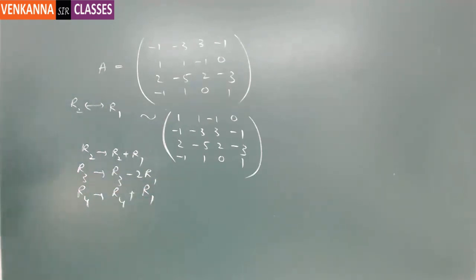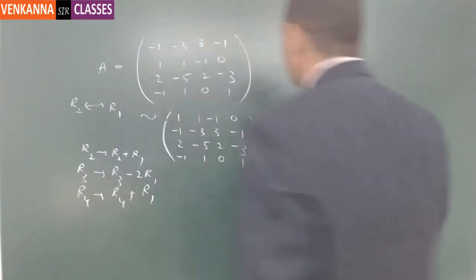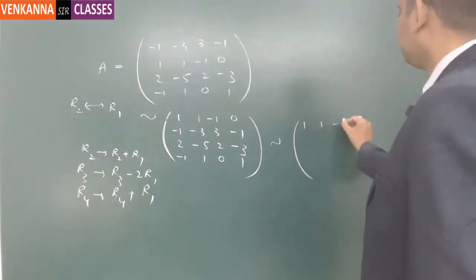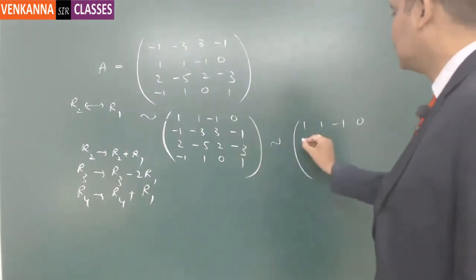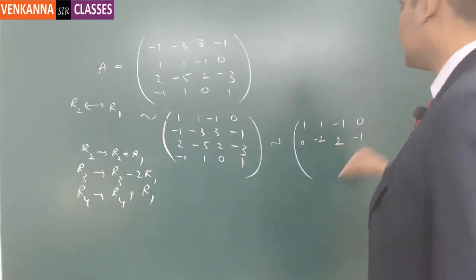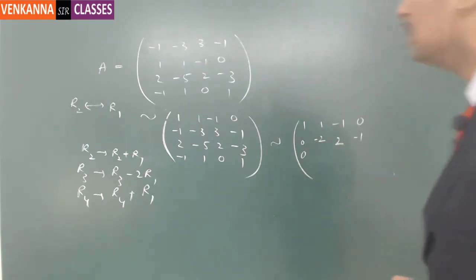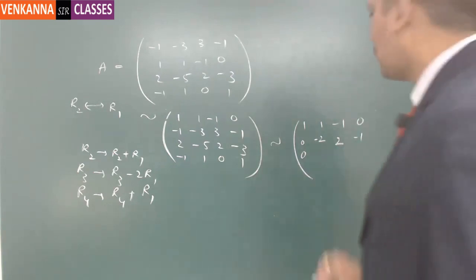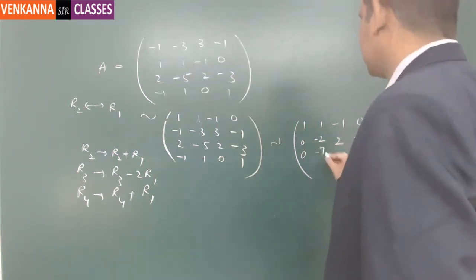Because using the first row only, we make all the elements below it 0. So it will be equivalent to, first row remains unchanged, on adding 0, -2, 2, -1. Here it will be 0. R3 tends to R3 minus 2R1. So -7.